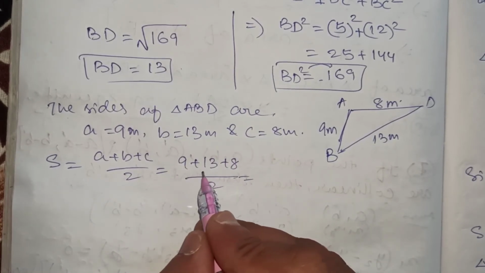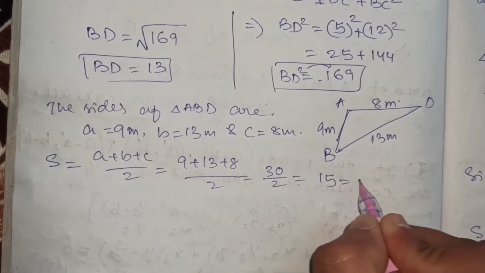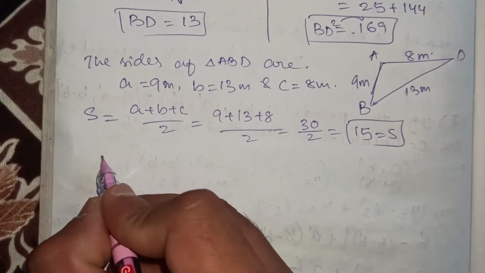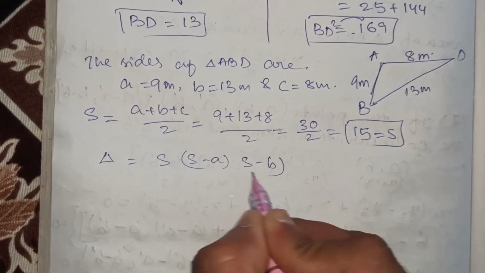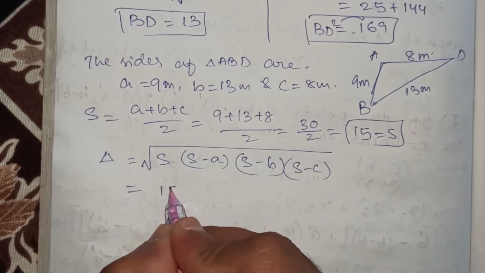9 plus 13 is 22. 22 plus 8 is 30. 30 by 2 is 15, equals s. This is the value of s. Now we will use Heron's formula to find the area. Area equals square root of s(s minus a)(s minus b)(s minus c), where s equals 15.